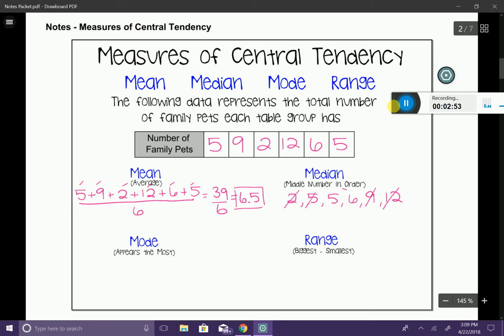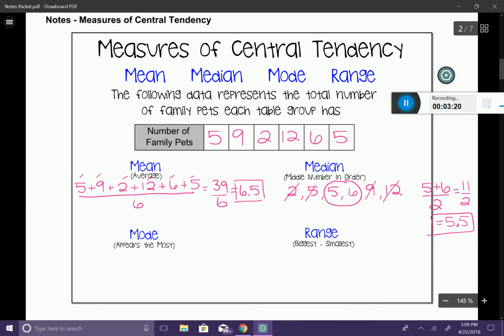When this situation happens, when you have two numbers in the center, what I'm going to do is add them together. I'm going to say 5 plus 6, and then I'm going to divide it by 2, since there are two numbers, 5 and 6. So that's going to give me 11 over 2. And if I divide 11 divided by 2, that's going to equal 5.5. So my median in this example will be 5.5.